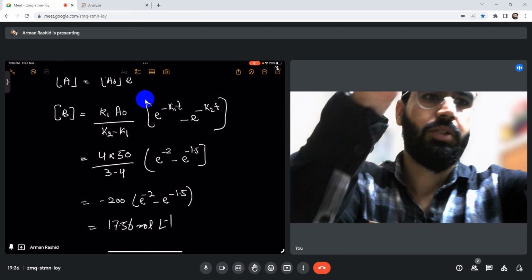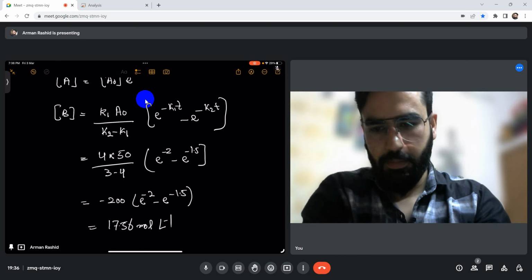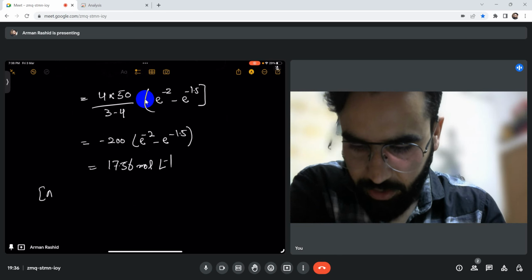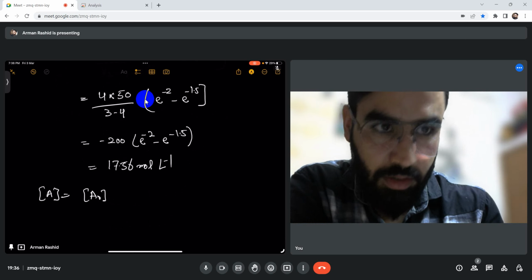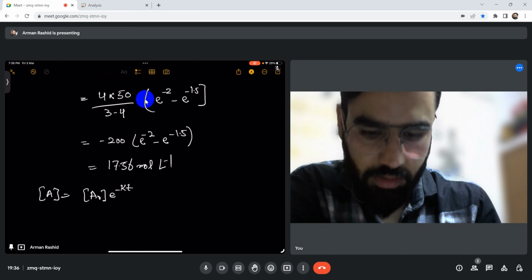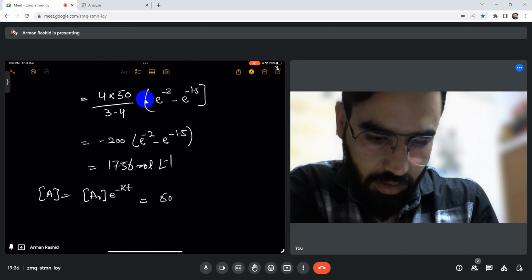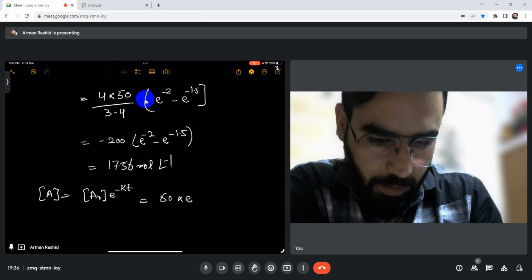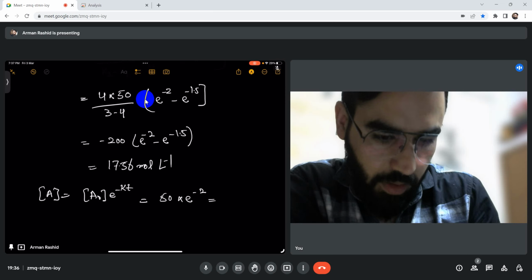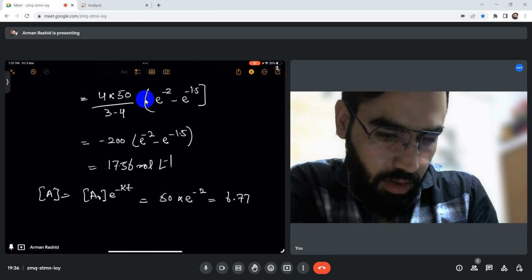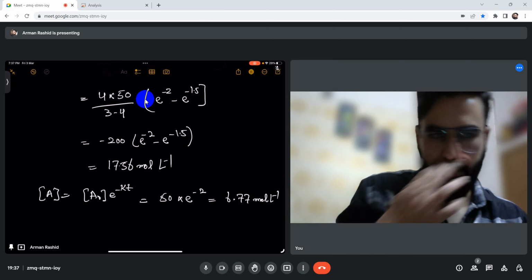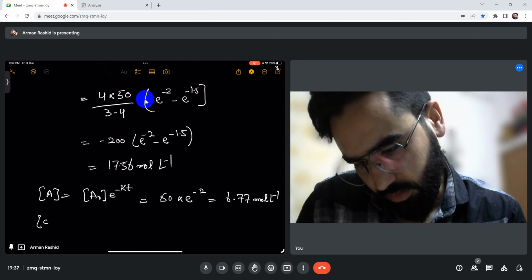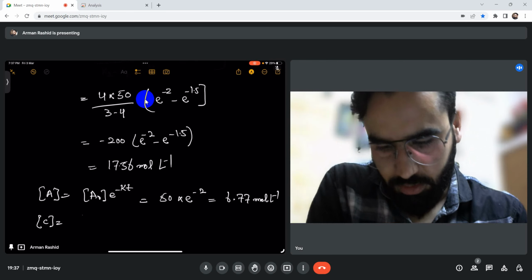Also, we have determined the concentration of A. I already told you it will be equivalent to A0 e to the power minus kt. That is given by 50 multiplied by e to the power minus 2, which is equivalent to 6.77 mole per liter.